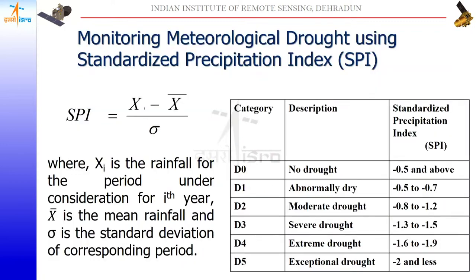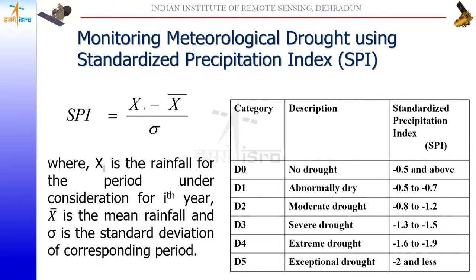Along with this, one of the predominant indices is the Standardized Precipitation Index, SPI, which is also used for monitoring meteorological drought. Not only region specific, globally this is the most used meteorological index to calculate meteorological drought for any area. For that they use long-term rainfall data sets as well as season-specific rainfall data sets. The formula, as mentioned in the slide, is SPI = (xi minus x bar) divided by sigma, where xi is defined for the particular season or period.